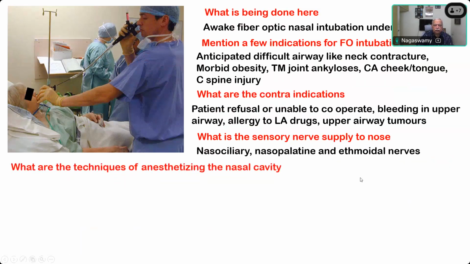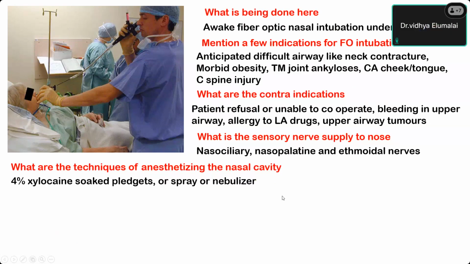What are the techniques of anesthetizing the nasal cavity? By applying lignocaine jelly or using nasal packs soaked in vasoconstrictors, lignocaine with adrenaline. Nasal drops like oxymetazoline can be given. Oxymetazoline is a vasoconstrictor that reduces bleeding. It's not anesthetizing the cavity. Then nebulization, lignocaine soaked cotton swabs or spray or nebulizer.